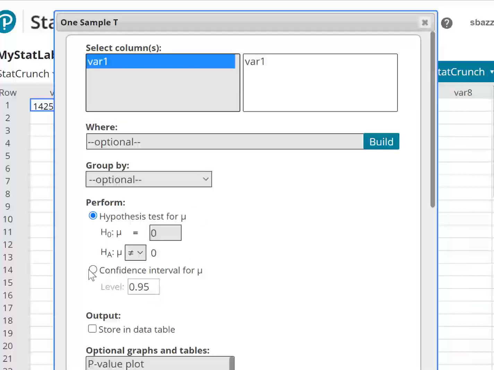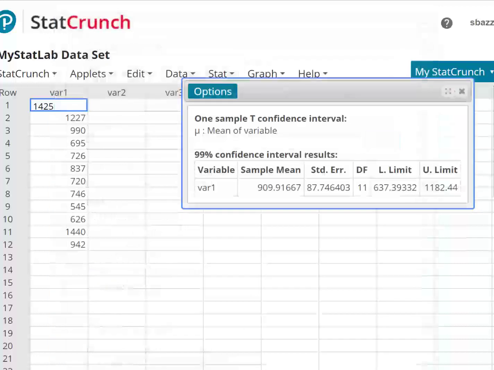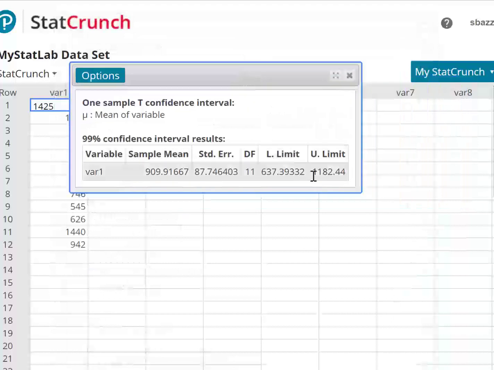Look what you do, guys. It's just right here, confidence interval, and put the confidence level. And just hit compute. And watch as the confidence interval that we did using the calculator.